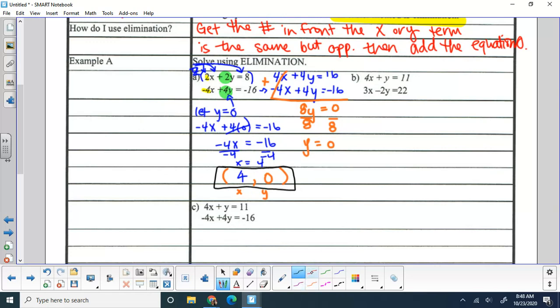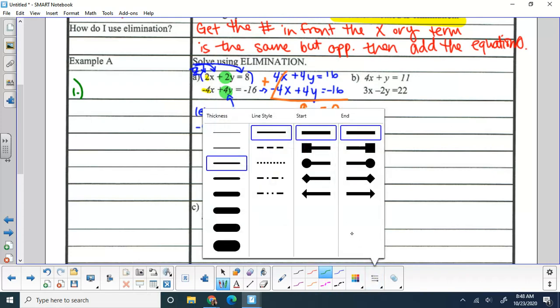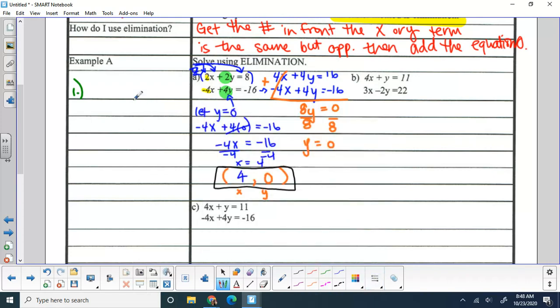All right, you guys did a great job with that. Let's just go off onto the side and list the process that we did. So step 1 of the process, we checked to see if the number in front of the x was the same but opposite. So we checked that the number or numbers in front of the variable, and again, it can be the x or the y variable, are the same but opposite.